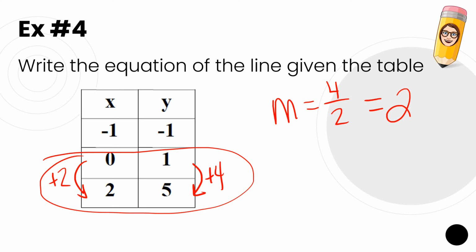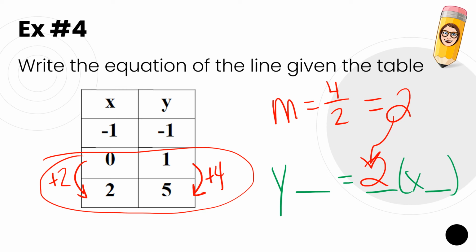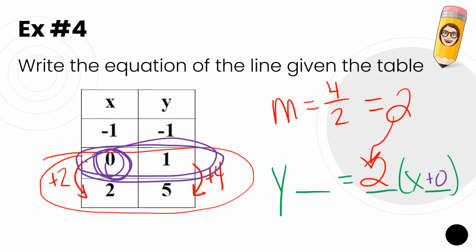Let's create our point-slope form equation. Our slope is always written in front of our x. I'm going to pick the middle point this time. If my x says 0, I could write plus 0. I could write subtract 0. Or I could write nothing at all by the x. 0 is nothing. I'm going to leave it as nothing. My y, however, says positive 1, so I write y minus 1.